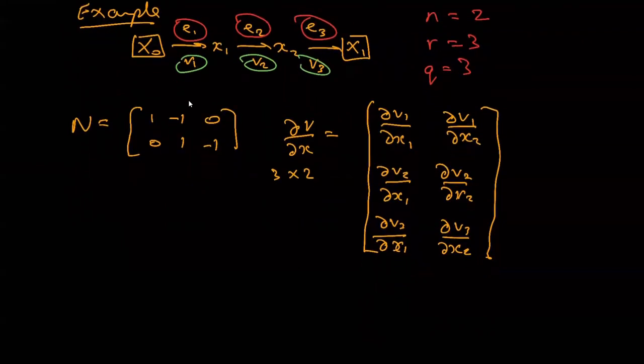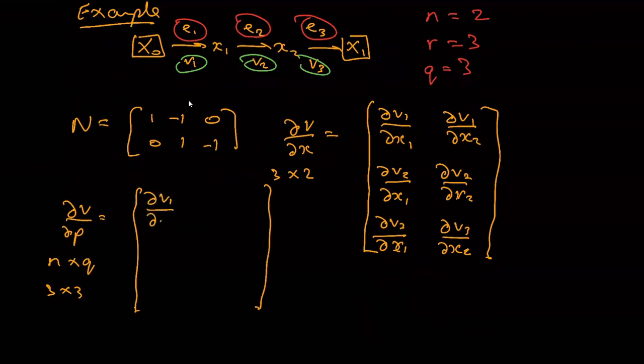Okay, what about the parameter one? Now we've got 3 parameters. This will be N times q, which is a 3 by 3 matrix. The top one I know will definitely be dv1 dE1. Now these ones, one here and here and here and here, all those are 0, because I'm going to assume.